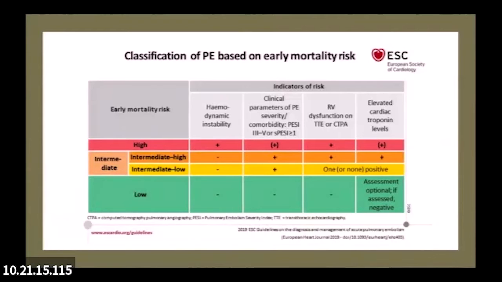The intermediate high risk is the ones who are hemodynamically stable, but they have all other high-risk features, including a high PESI score, RV strain, and troponin elevation. This intermediate high risk is usually what we call submassive PE. Then the high-risk PE is the massive PE. Those include unstable hemodynamics, which means a patient has hypotension and requires pressors.